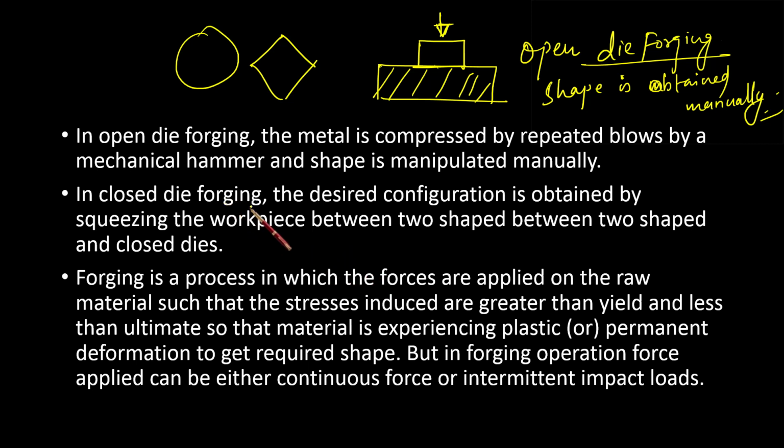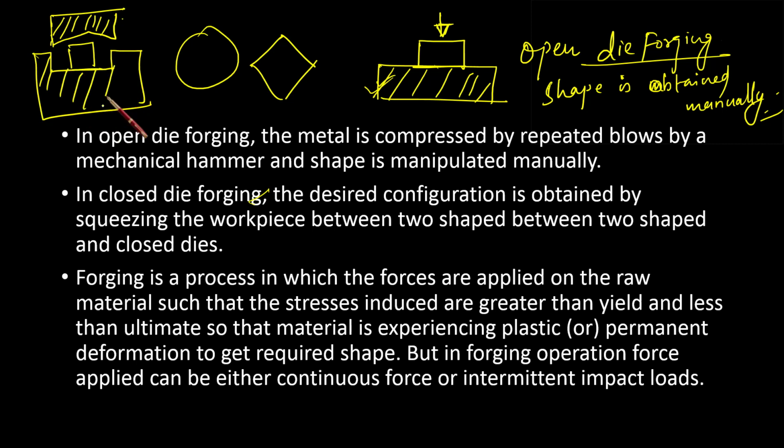But in closed die forging, the fixed die will have a certain shape, and metal is placed here, and the outer die will also have a certain kind of shape. This is one die, this is another die, and this is known as closed die forging. So this will go inside and press the metal, and it will get this kind of shape. This is the final shape which we will be getting.